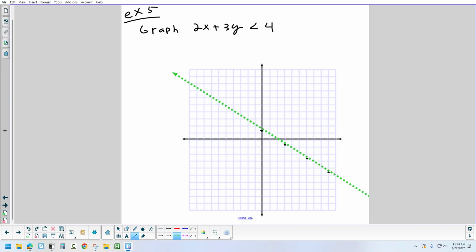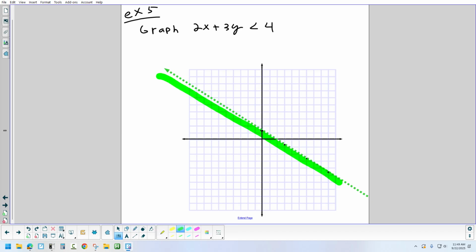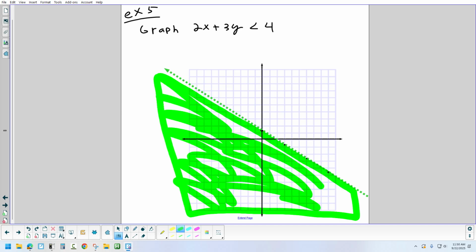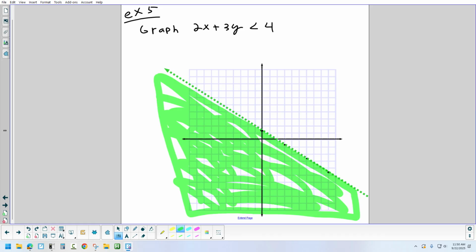A little bit off, but that's not too bad. Okay, so that's dotted. And the last thing I need to do is either shade above or below. Where am I going to shade for this one? Yeah, below. Okay, and it doesn't have to be perfect. You're just going to shade everything that's underneath there. And that's it. Any questions on that?